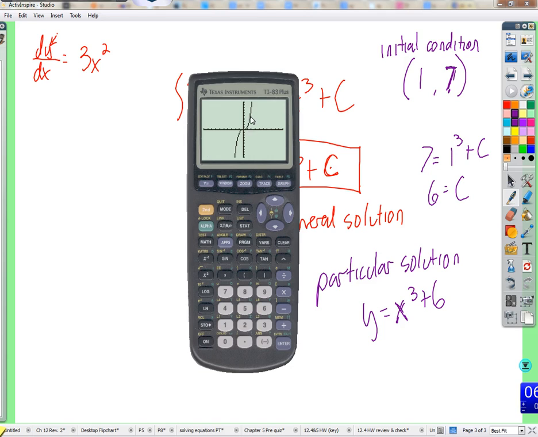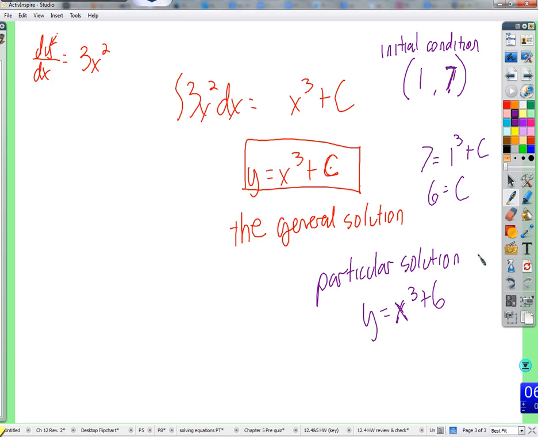1 cubed is 1, 2 cubed is 8, 3 cubed is 27, negative 1 is negative 1, negative 2 is negative 8, negative 3 is negative 27. What happens if I plug in 1, cube it, get 1, and then add 6 to it? It's going to raise it up 6, right? So C, in terms of graphing, is just a vertical shifter. It just shifts it up 6. So you can see why, when you find the antiderivative, you always put plus C: since plus C is just a vertical shifter, the slopes of that graph at every given x are still the same. No matter where it is vertically, the slopes at each x are the same.